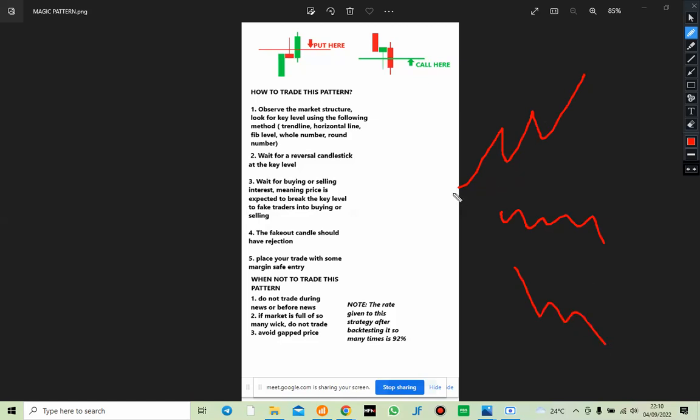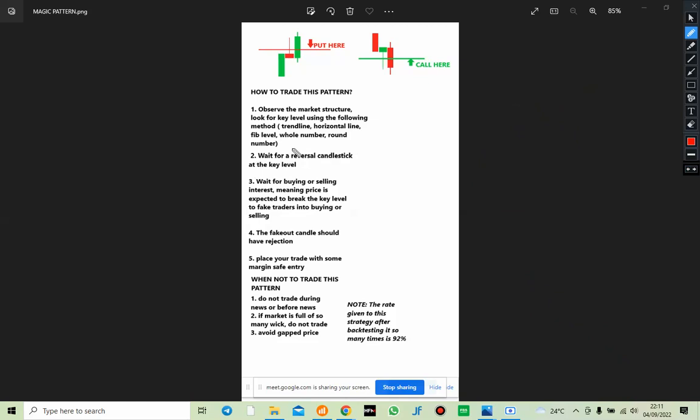So if the market is moving up, it is creating support levels and resistance; or the market is moving sideways, creating a horizontal level; or the market is moving down, creating resistance and support. So when you observe the market structure, look for a key level. If you can't find the key level using the trend line or horizontal line, you can use the Fibonacci, or the whole number or round number.